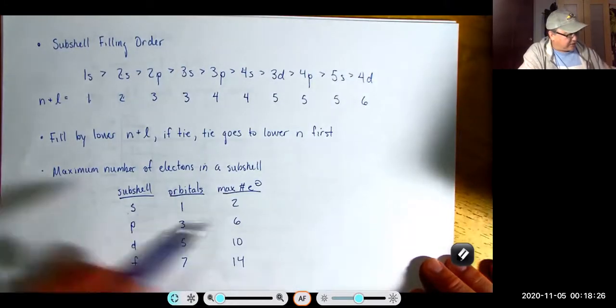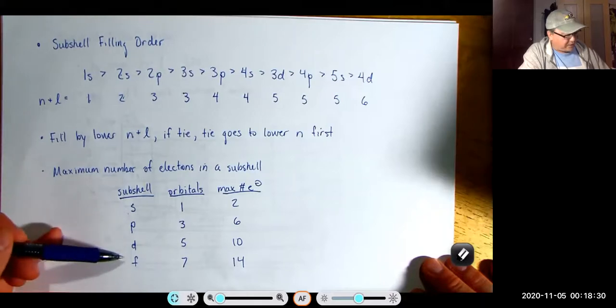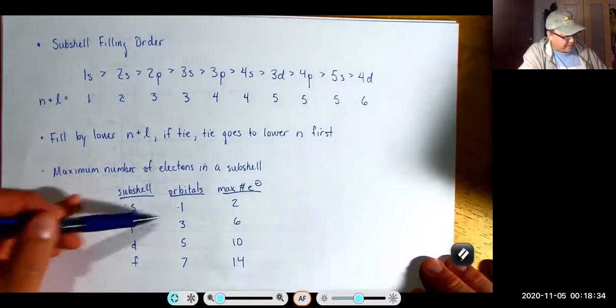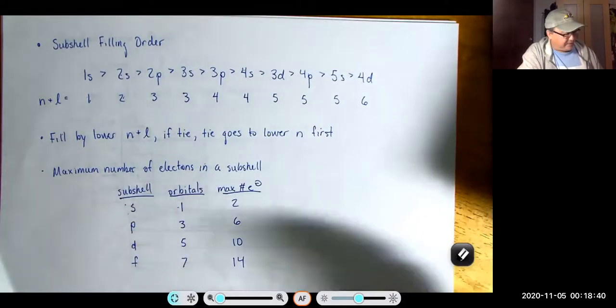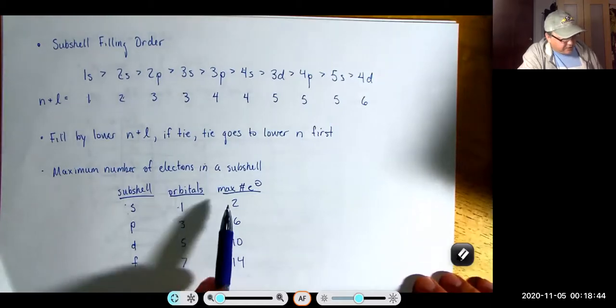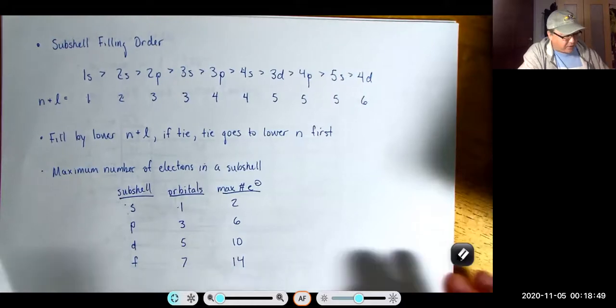And here, this shows you that chart that I was showing you before, where if you look at the subshell type and the number of orbitals in the subshell type, you can also figure out the maximum number of electrons in the subshell. Now, an interesting thing here is these numbers, 2, 6, 10, and 14. These are really important numbers.